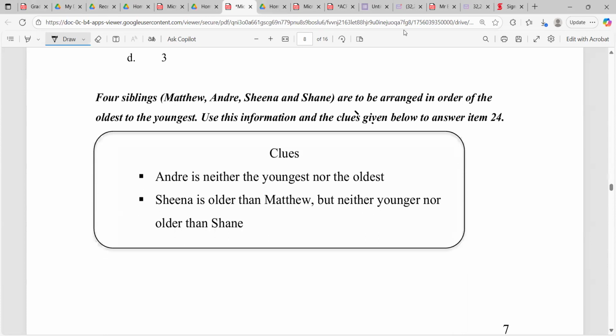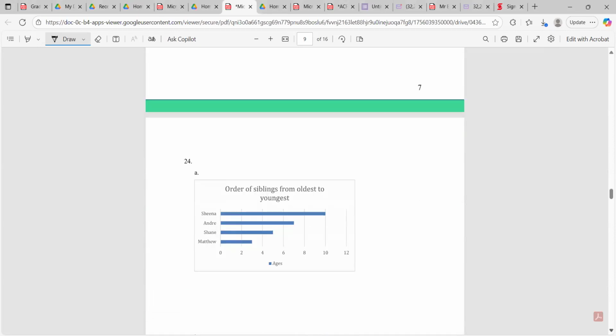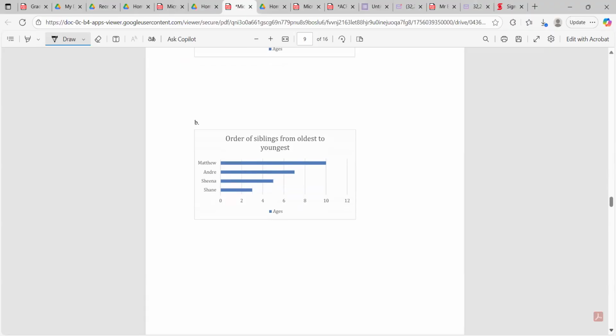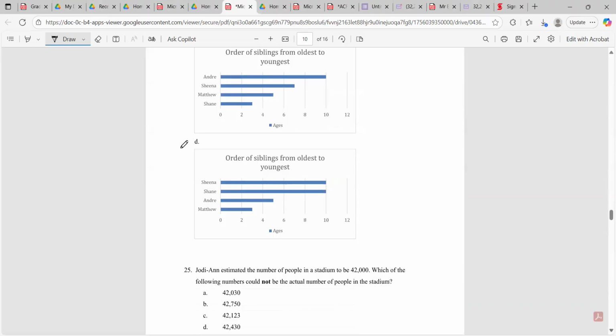Write down these clues, please, before we go down to the graph, right? So the clues are, Andre is neither the youngest nor the oldest. And this part, I think, is the most important part, in my opinion. It says Sheena is older than Matthew, but neither younger nor older than Shane. That means Sheena and Shane should be the same age. So that's what we're looking for, right? For Sheena and Shane to be the same age, and that would be D.